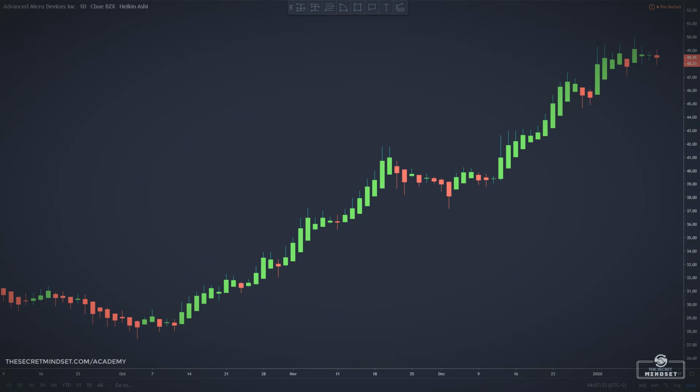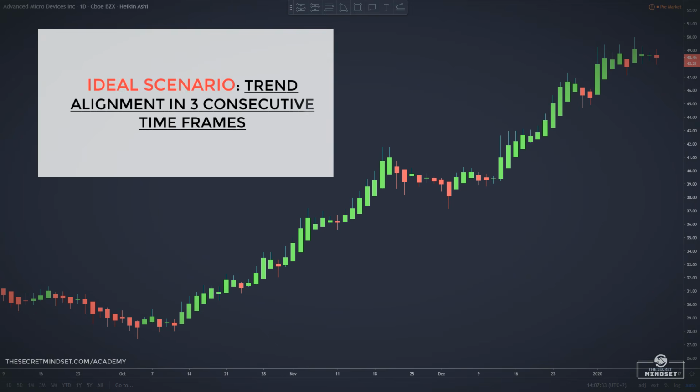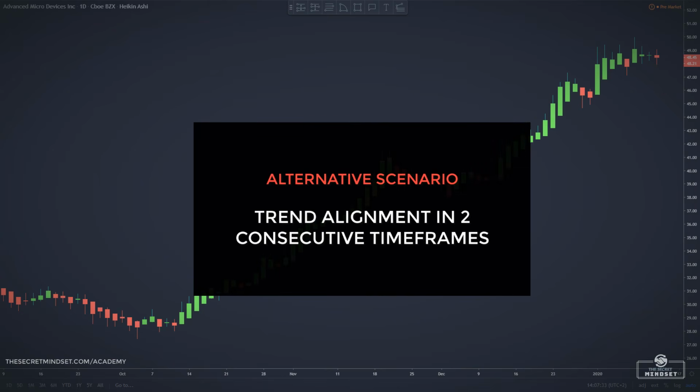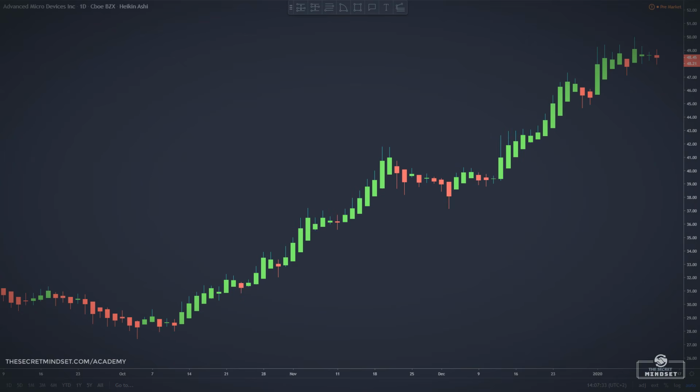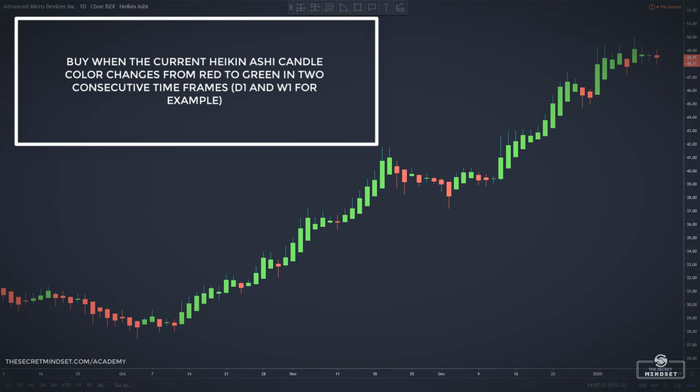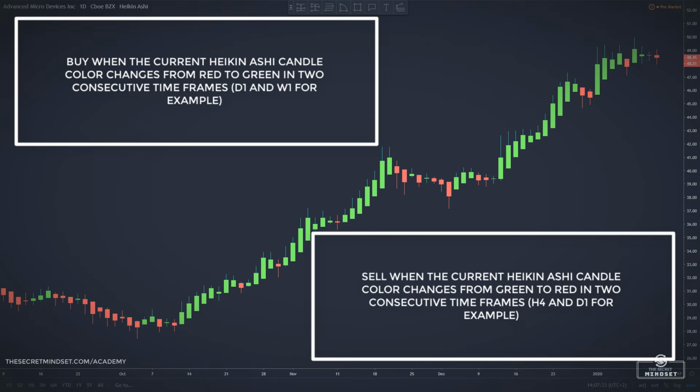The ideal scenario is to have trend alignment in all 3 horizons and to initiate the trade as early as possible in the trend. As a compromise, 2 consecutive timeframes may replace the ideal scenario of 3 timeframes. So, one option is to work with only 2 consecutive timeframes instead of 3 and to apply a simple strategy: to buy when the current modified candle color changes from red to green in 2 consecutive timeframes, or sell when the current modified candle color changes from green to red in 2 consecutive timeframes.